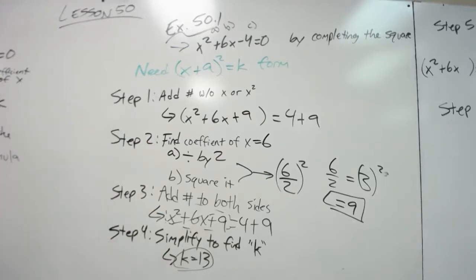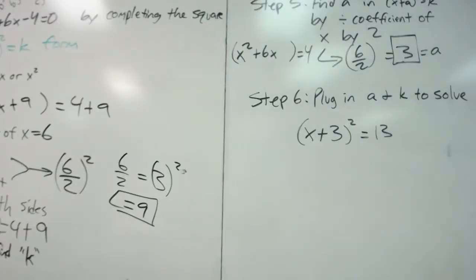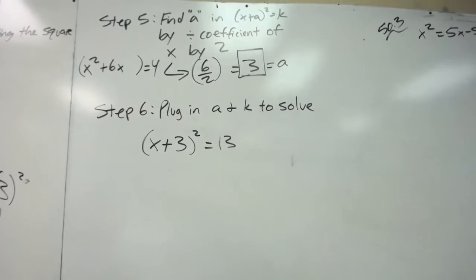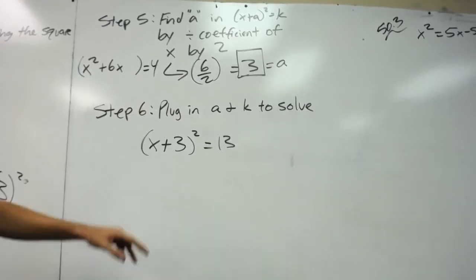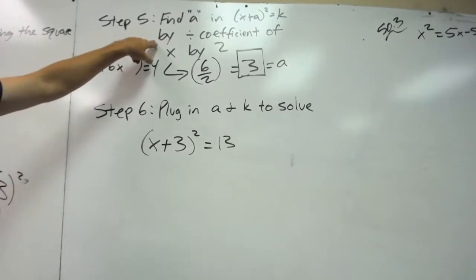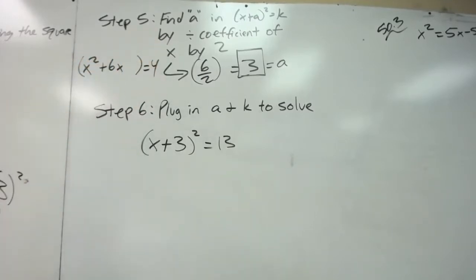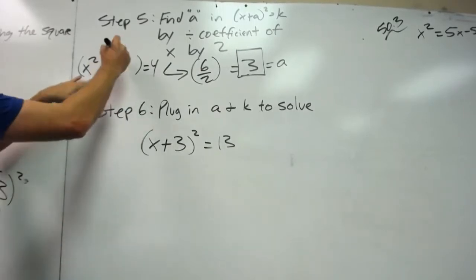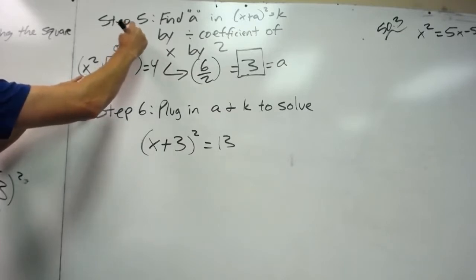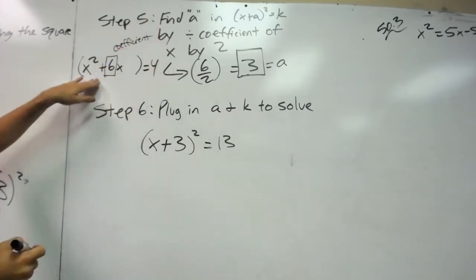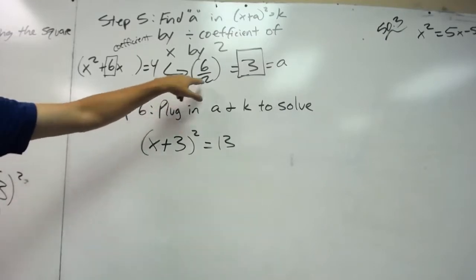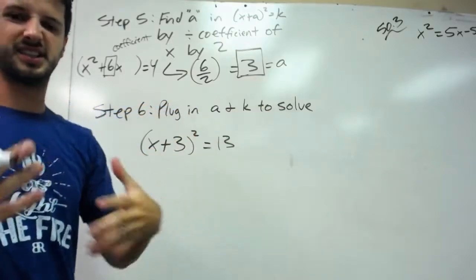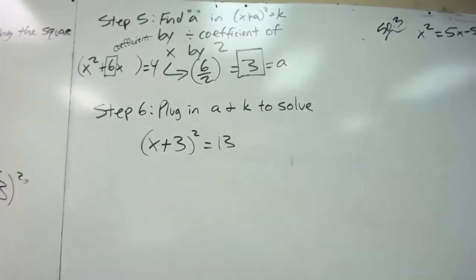Let's move on to step number 5. Now we're going to find a in our formula of x plus a squared equals k. We find a by dividing the coefficient of x by 2. This is where we were at. The coefficient of x is the 6, and we divide that by 2. 6 over 2 equals 3, therefore we have a. That is how you solve for a. These steps, you can rearrange them in whatever way you want.